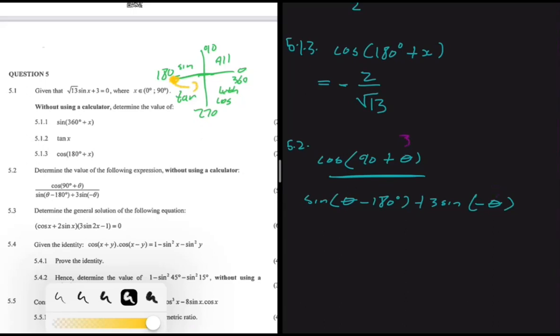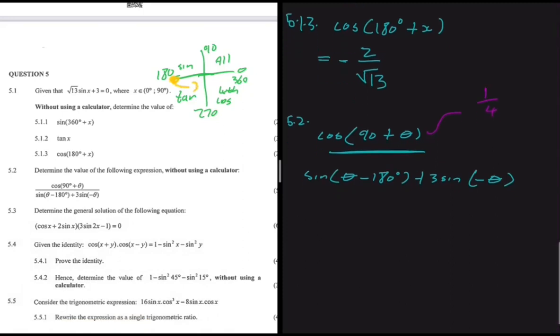If you do that, you're going to find out that this gives you 1 divided by 4. So when you solve this problem, if you end up not getting 1 divided by 4, you have clearly done something wrong. So let's go ahead and solve the problem and see what happens. So this will be equal to, we have cos of 90 plus theta. As soon as we see cos of 90 plus, we know that that's going to change to sine. Let's just put that in mind first.